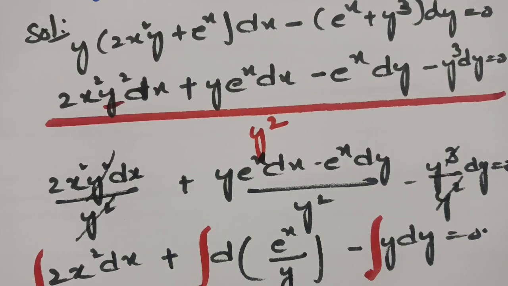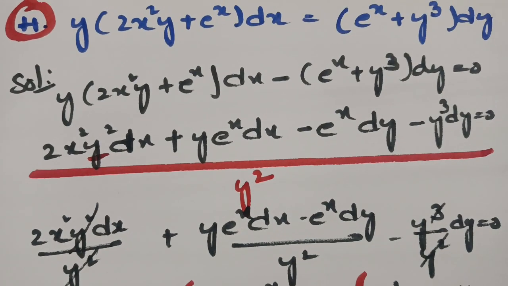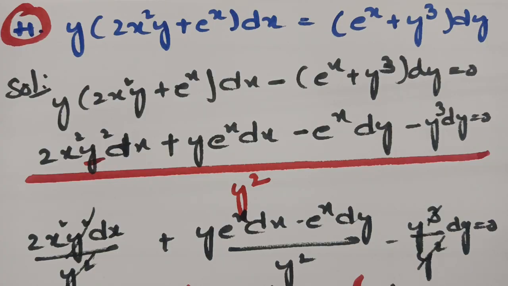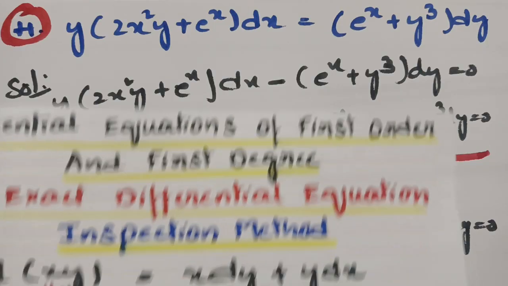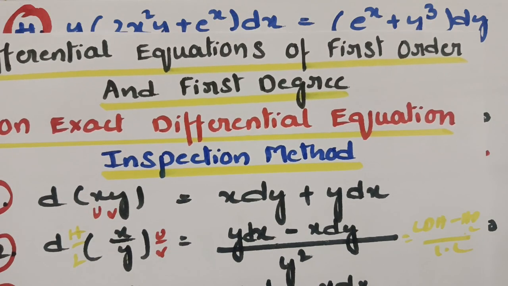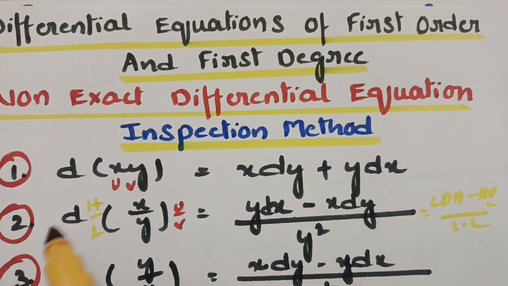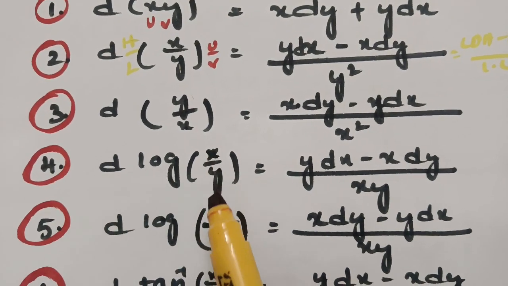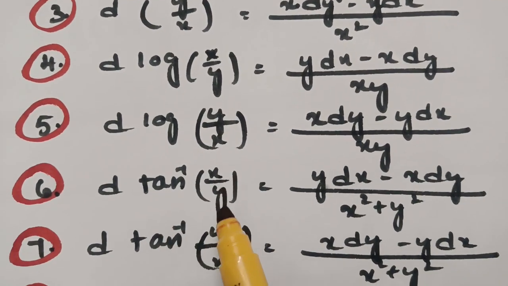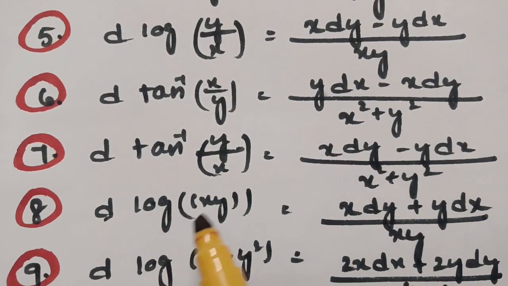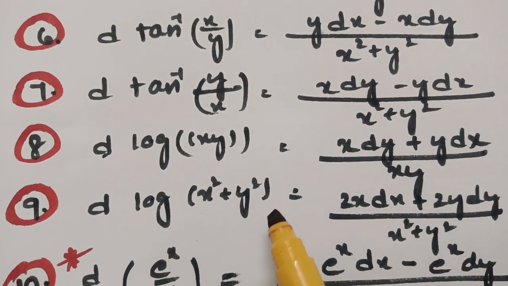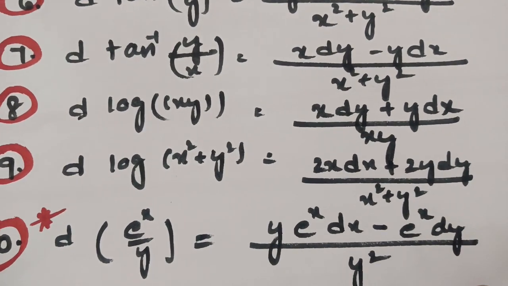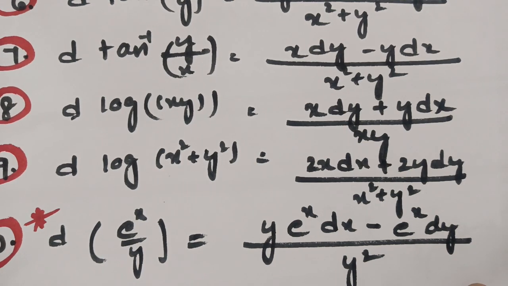As these questions are very important, I have solved and shown you which formula we have to put to get the solution. Please note these: the derivative of x by y, y by x, the derivative of log x by y, log y by x, tan inverse of x by y, tan inverse of y by x, log of xy, log of x square plus y square, and the derivative of e power x by y is this one.